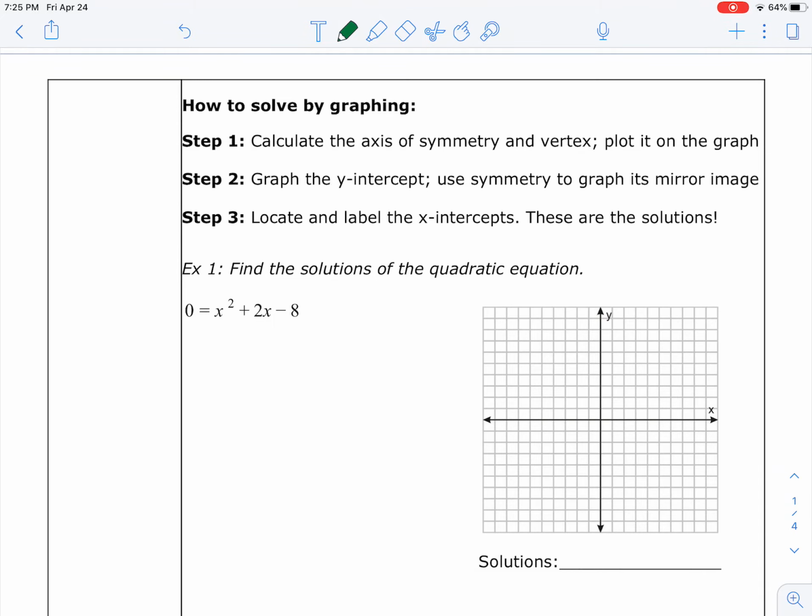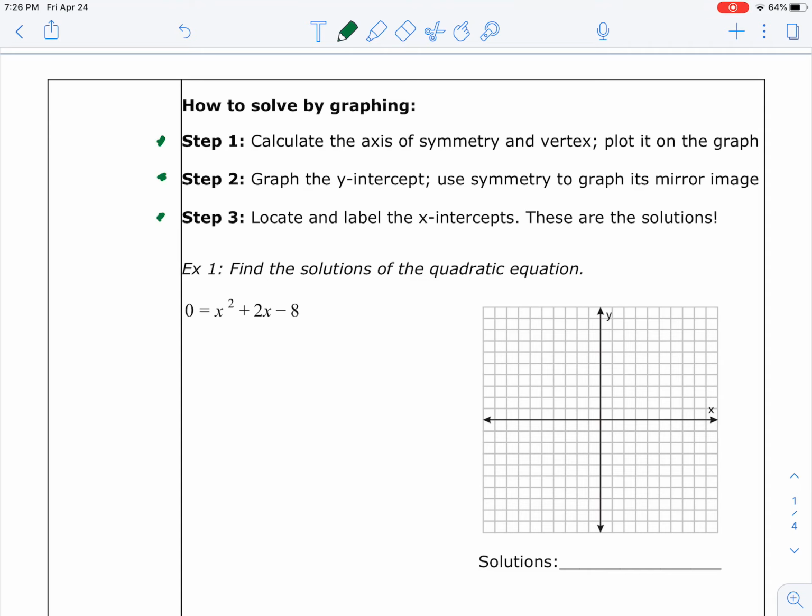So how are we going to solve this quadratic equation by graphing? Well, fortunately, it just takes a little review of what we've been working on the last couple days here. We've just got to graph this equation, and once we graph it, if we graph it correctly, we should be able to see the solutions.